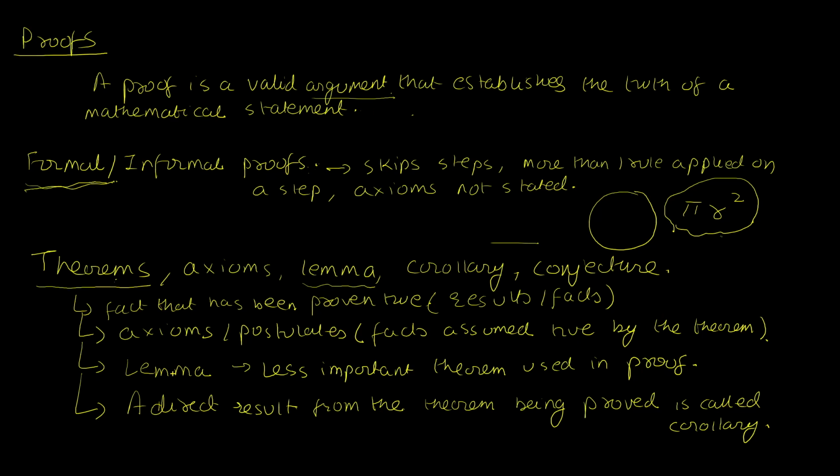So a conjecture is a theorem that hasn't been proven yet. It is just a fact that people have made based on observations, data, or heuristics, but there is no formal proof of it yet. Okay, so those things will be called conjectures.